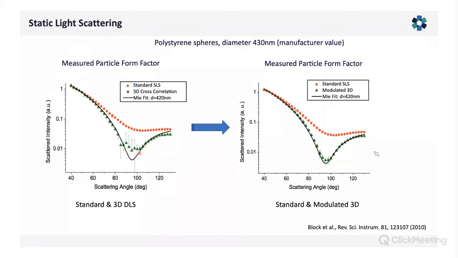Now you do the same thing with the modulated 3D, then you get even better agreement, even close to the minimum of this scattering curve or form factor. In both cases, standard static light scattering is completely off, whereas 3D and modulated 3D light scattering can provide both dynamic light scattering information accurately and static light scattering information by using this back calculation formalism.